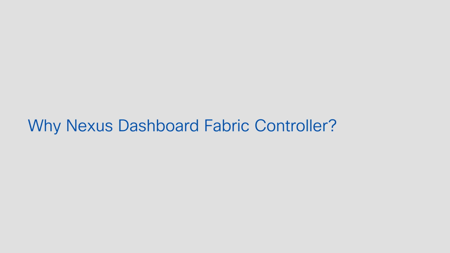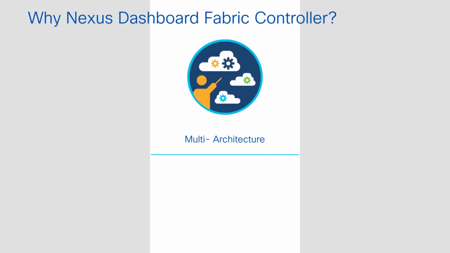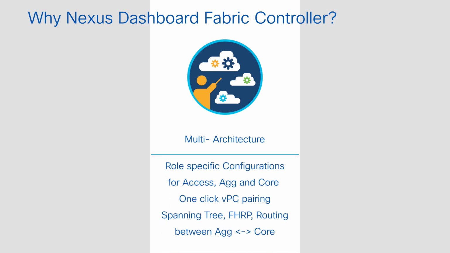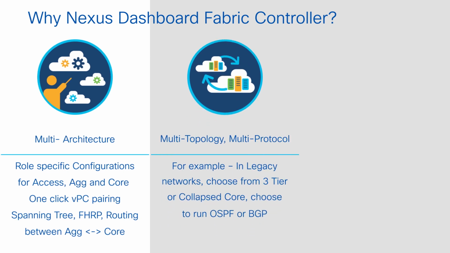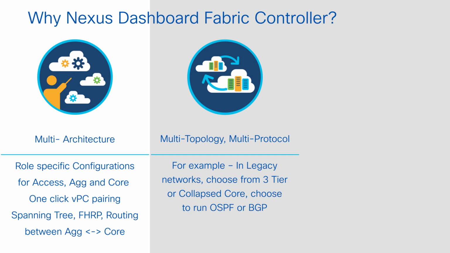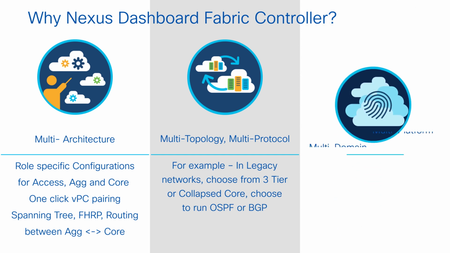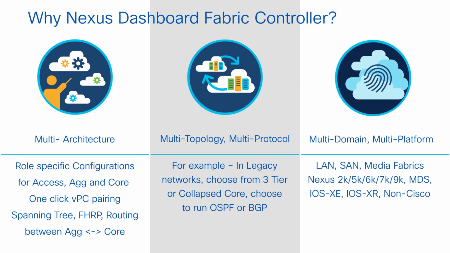Number one is NDFC supports a multi-architecture orchestration platform. It's focused not only on VXLAN but also on multi-site, classic Ethernet as well as routed fabrics. It supports multi-topology as well as multi-protocol. For example, if you're looking at a classic architecture, we support not only a 2-tier but a 3-tier architecture. The user can select from OSPF or BGP as a routing protocol, as well as it's multi-domain, meaning it spans from LAN to SAN to media fabrics.